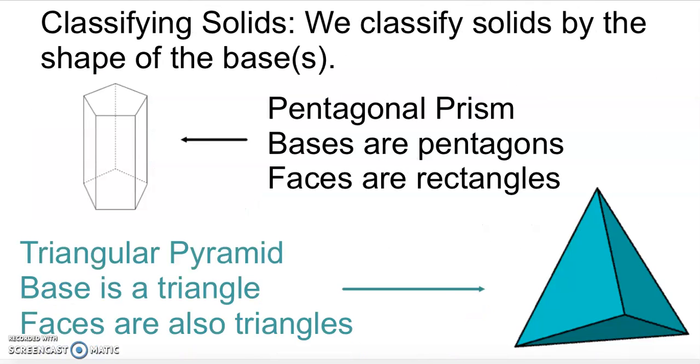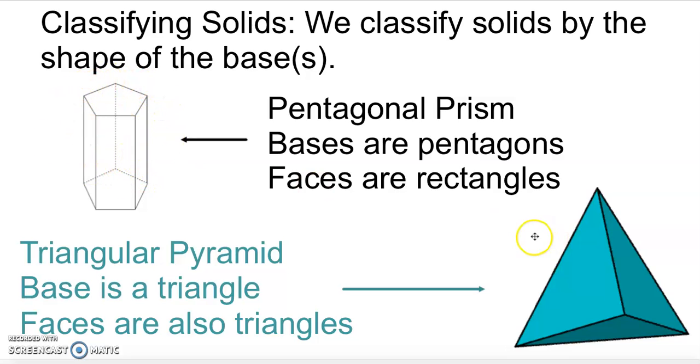We classify solids by the shape of the base. So if the base, or the bottom part of the solid, is a pentagon and it's a prism, we'd call it a pentagonal prism. So this is a pentagonal prism. All of the faces are made up of rectangles, okay? So the bases here would not be a rectangle. These would be the faces. The base would be the top and the bottom pentagon.